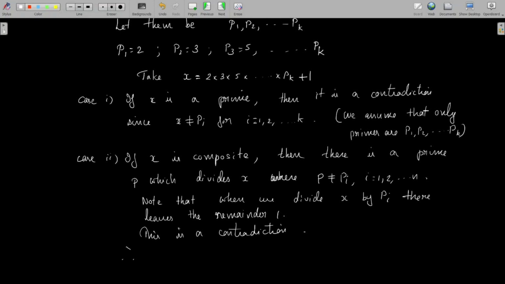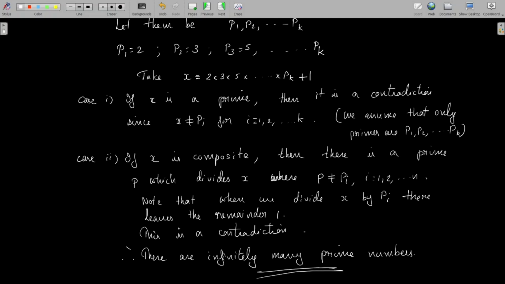Therefore, we conclude that our assumption was wrong. And what was our assumption? We assumed that there are only finitely many primes. Therefore, we can conclude that there are infinitely many prime numbers. This is the method of proof using contradiction. We assume that the conclusion C is false and we arrive at a contradiction.